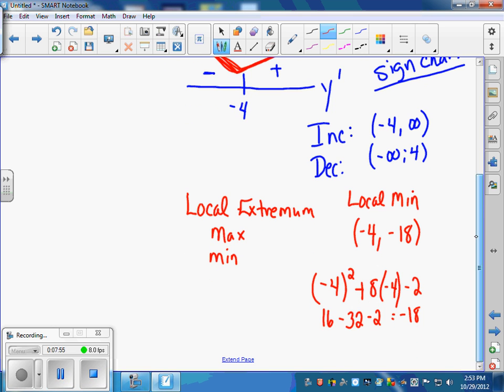Last thing, I'm ready to actually get a good sketch of this. So now, and I'm not going to count off all my tick marks here, I'm just going to label this. First thing you want to do when you're graphing is graph your local extremum, okay? So go to -4, -18, we'll just put a dot there and we'll label it. -4, -18. And now we're ready to sketch our graph.